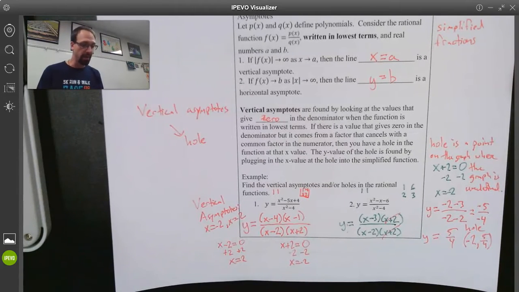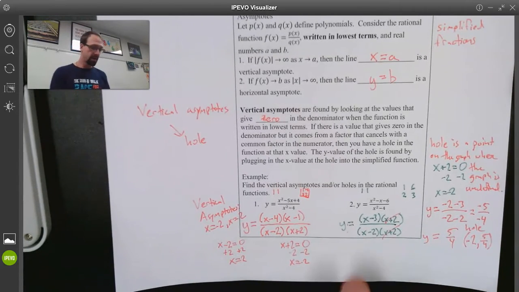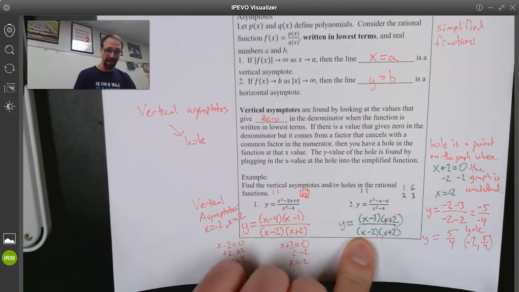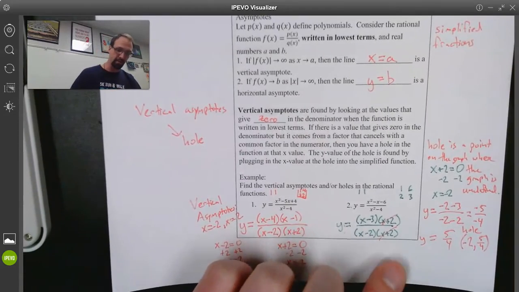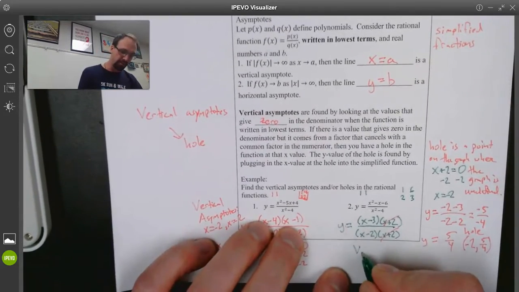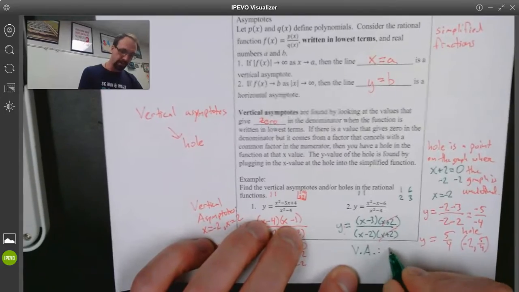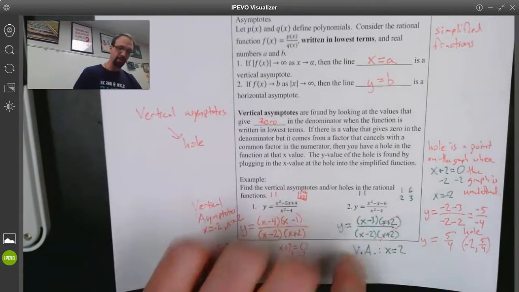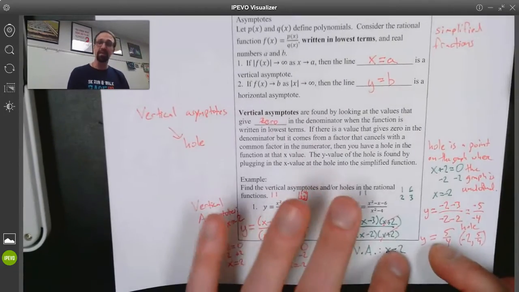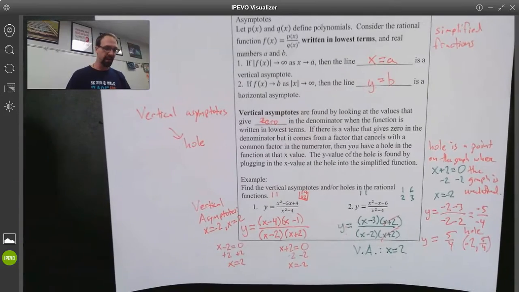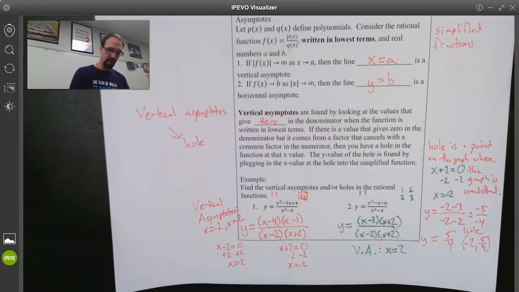And so there's still a vertical asymptote, because here the x minus 2 didn't cancel, so I still have a vertical asymptote with the graph. The vertical asymptote for this graph is going to be x equals 2. So in this particular case, what you have is a vertical asymptote and then also a hole.